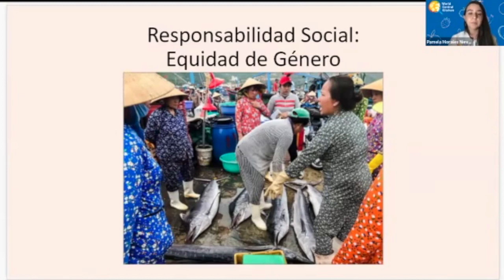So we know that 50% of people in global seafood production are women. Sabemos que el 50% de la población que trabaja en pesca son mujeres. But they are mostly invisible and their contributions are not recognized.